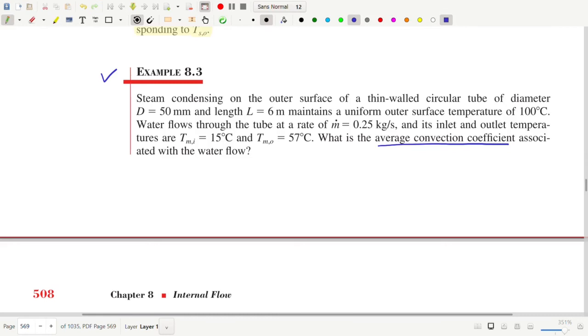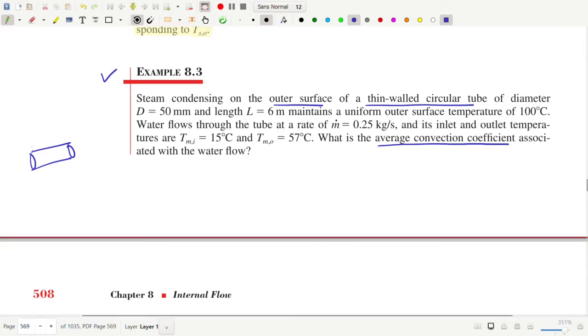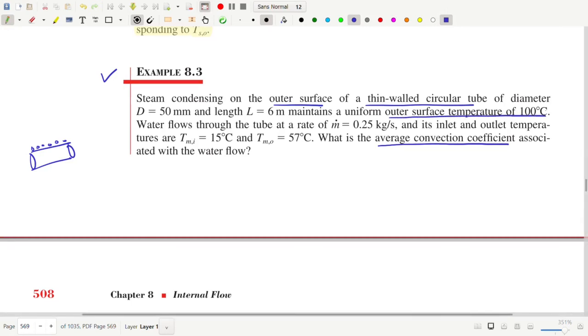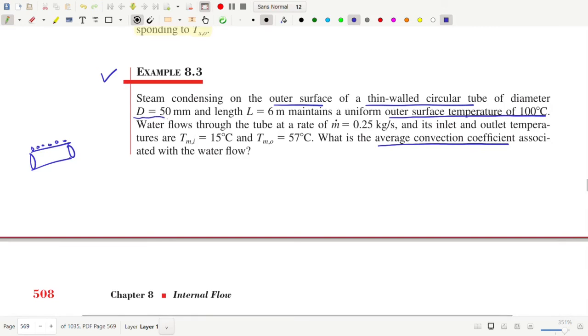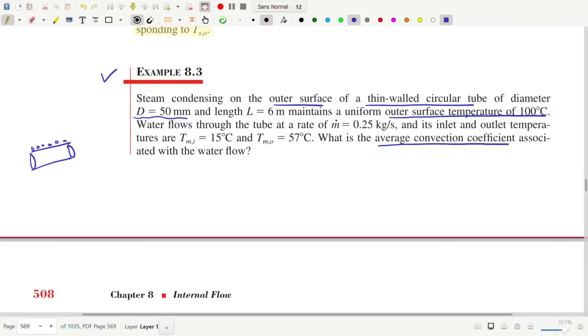So in this case, you have steam which is condensing on the outer surface of a thin walled circular tube. Okay, so this tube, you have steam condensing on the outer surface. What this ensures is that the outer surface temperature of the pipe is 100 degrees centigrade. This is a typical way to ensure a constant temperature condition. The diameter of the pipe is 50 millimeters, so it's not a very huge pipe in terms of diameter, and the length is 6 meters.